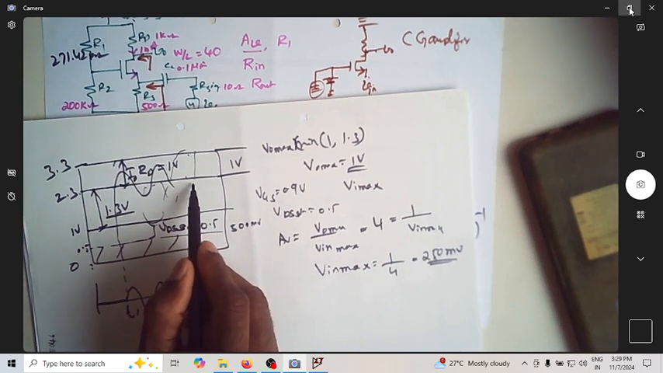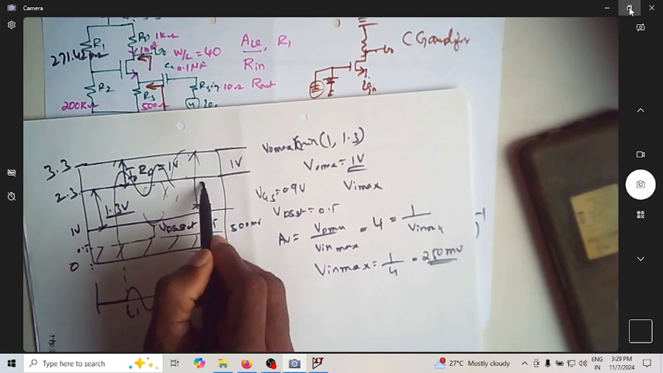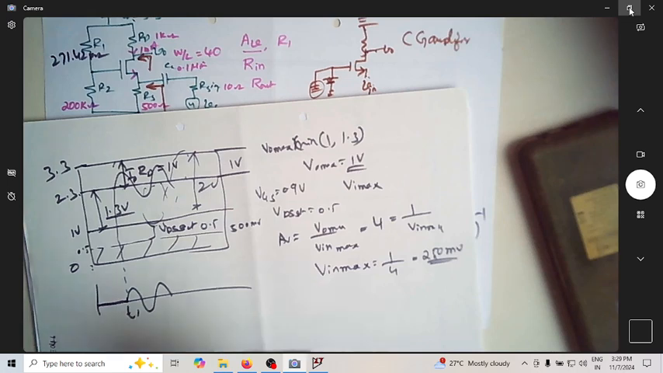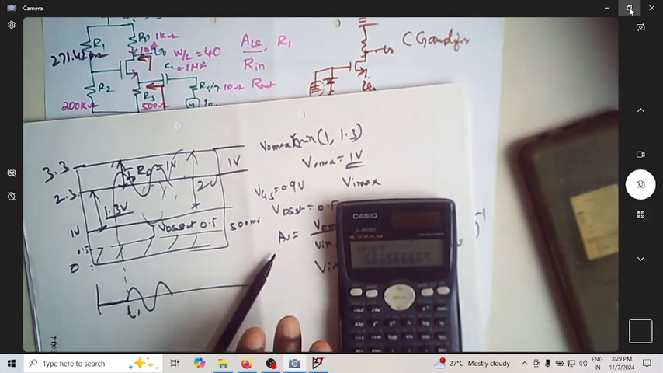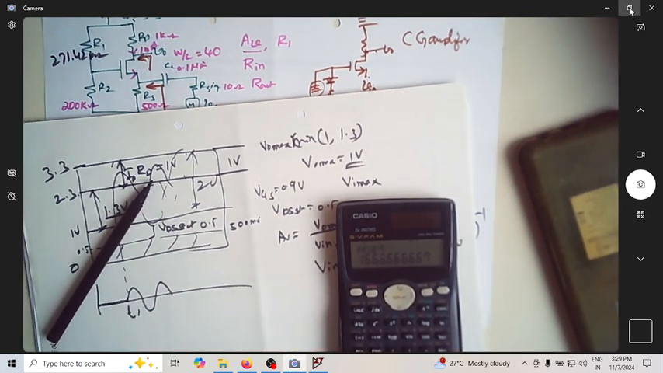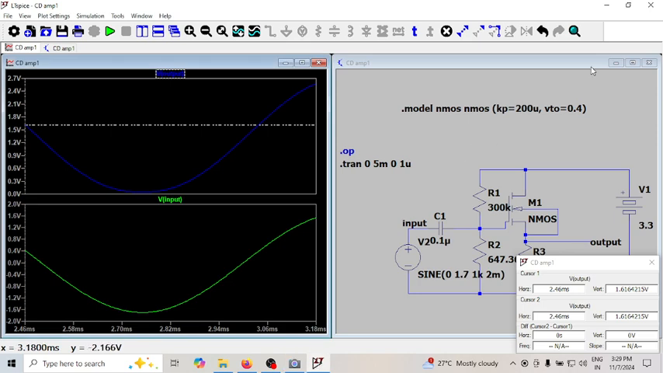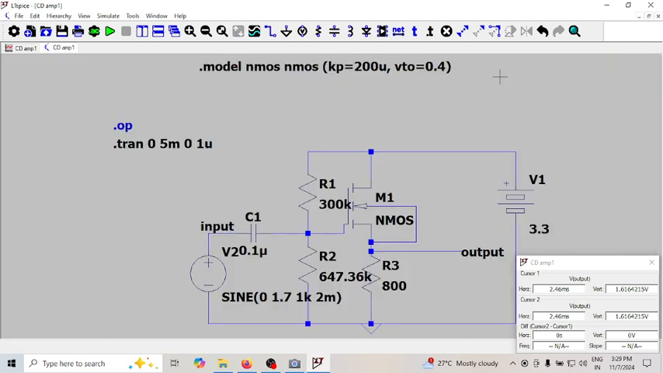So the maximum swing possible is hardly 2 volt in this case. So let us go back and try to do the simulation. What I'll do is go back to this, and maybe let me copy this same circuit and try to modify some of the parameters.